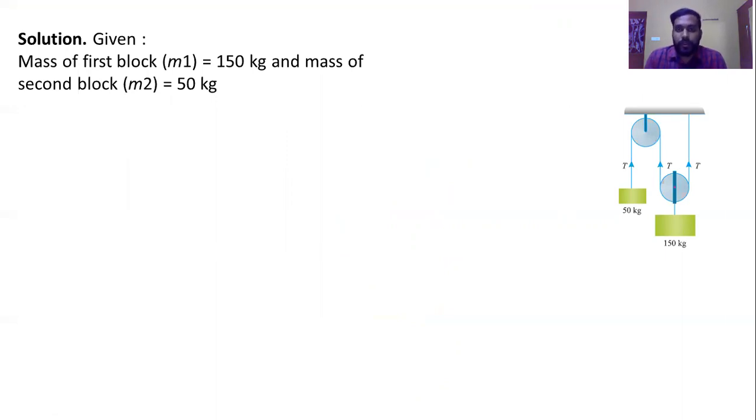Okay, so in the previous question there was a single pulley and two different weights. There is a single string passed over the pulley.